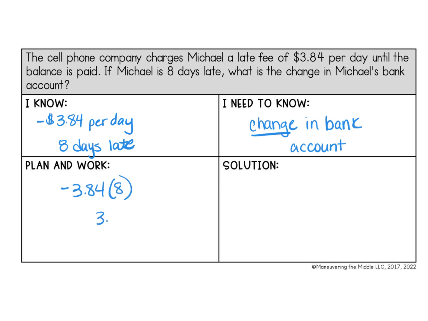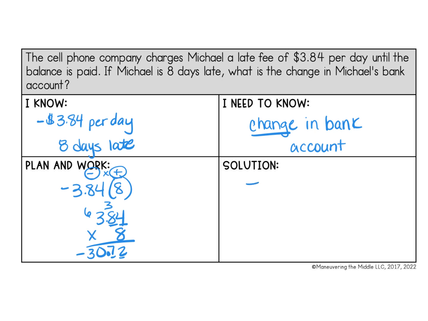So 3.84 times 8. 8 times 4 is 32. 8 times 8 is 64, plus 3 is 67. 8 times 3 is 24, plus 6 is 30. Count my decimal places, 1, 2, so I need 1, 2. And then a negative times a positive. Since the signs are different, we're going to have a negative answer.